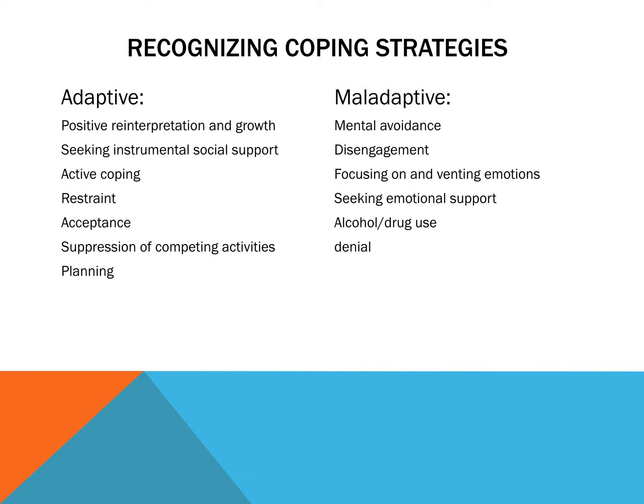So this slide is recognizing the coping strategies that you use, representative of the stage that you're in and the personality that you have. So we have adaptive coping mechanisms and we have maladaptive coping mechanisms. Adaptive coping mechanisms are positive. They're positive reinterpretation and growth, seeking instrumental social support, reaching out, actively coping, thinking about how you need to cope, awareness. Restraint from using substances, acceptance, suppression of competing activities, and planning.